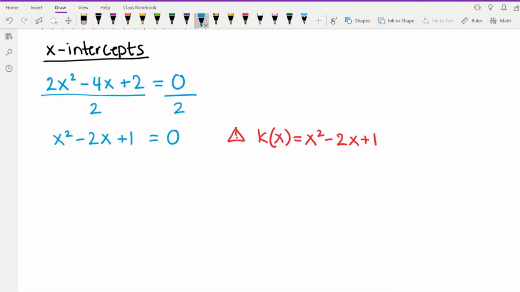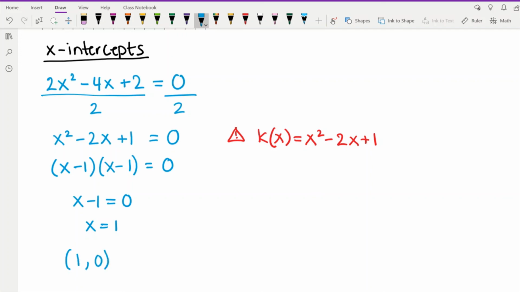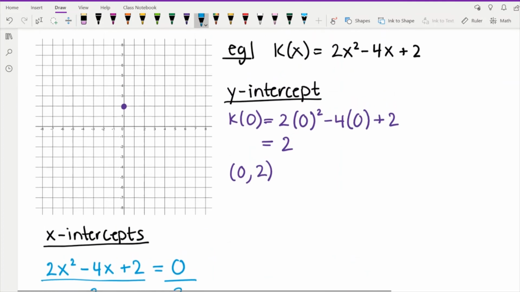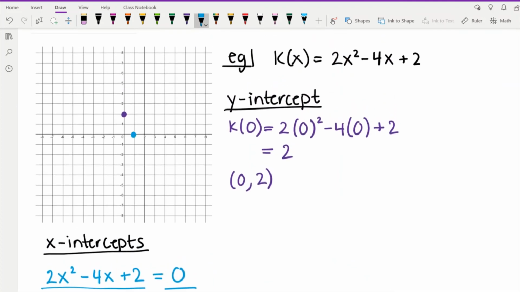Okay, so now we can factor this. So how does this one factor? Well, it factors as x minus 1 times x minus 1. Another way of writing that would be (x minus 1) squared. And so in this case, we only get one solution. We have x minus 1 is equal to 0, and that tells us x is equal to 1. So we get the same answer either way. And so this tells us that we have only one x-intercept, and it's the point (1, 0). We'll see what that looks like, but just so you know, it is possible for the graph to only have one x-intercept.